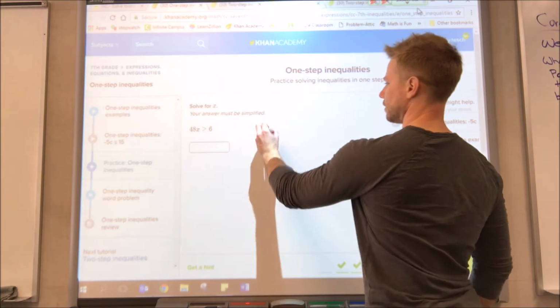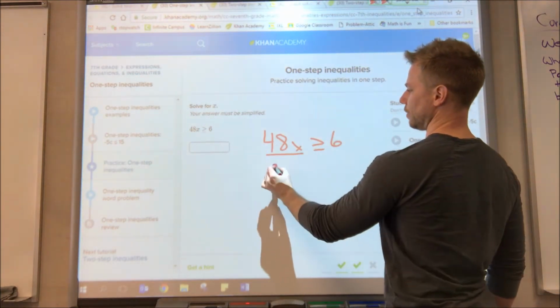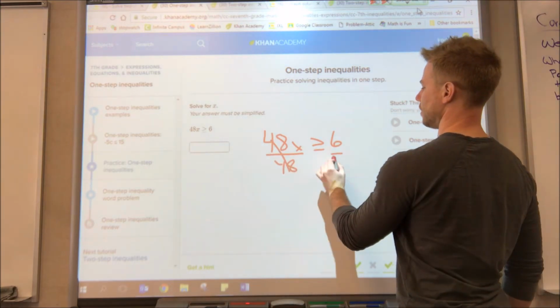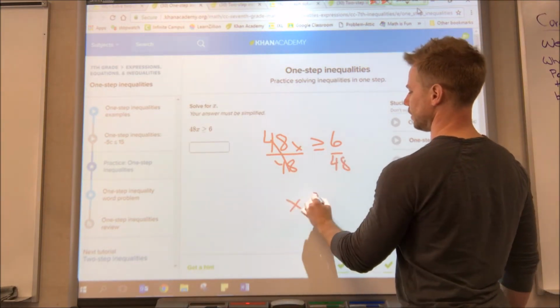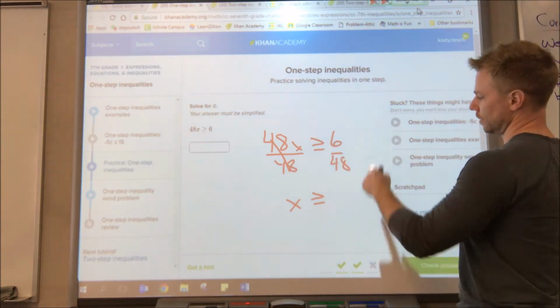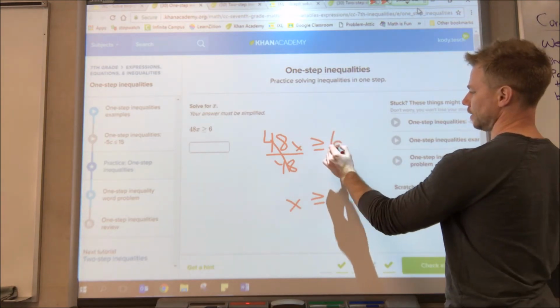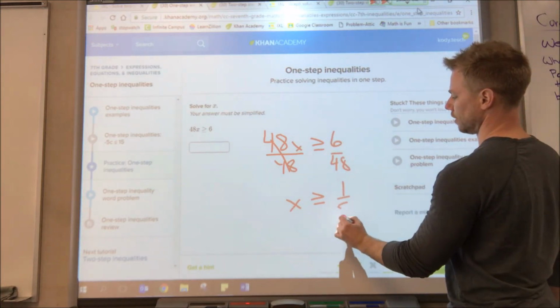And 48x is greater than or equal to 6. Want to get rid of that 48 to get the x by itself by dividing. And then x is greater than or equal to 6 over 48. Now 6 actually goes into 48 8 times, so that turns into 1/8.